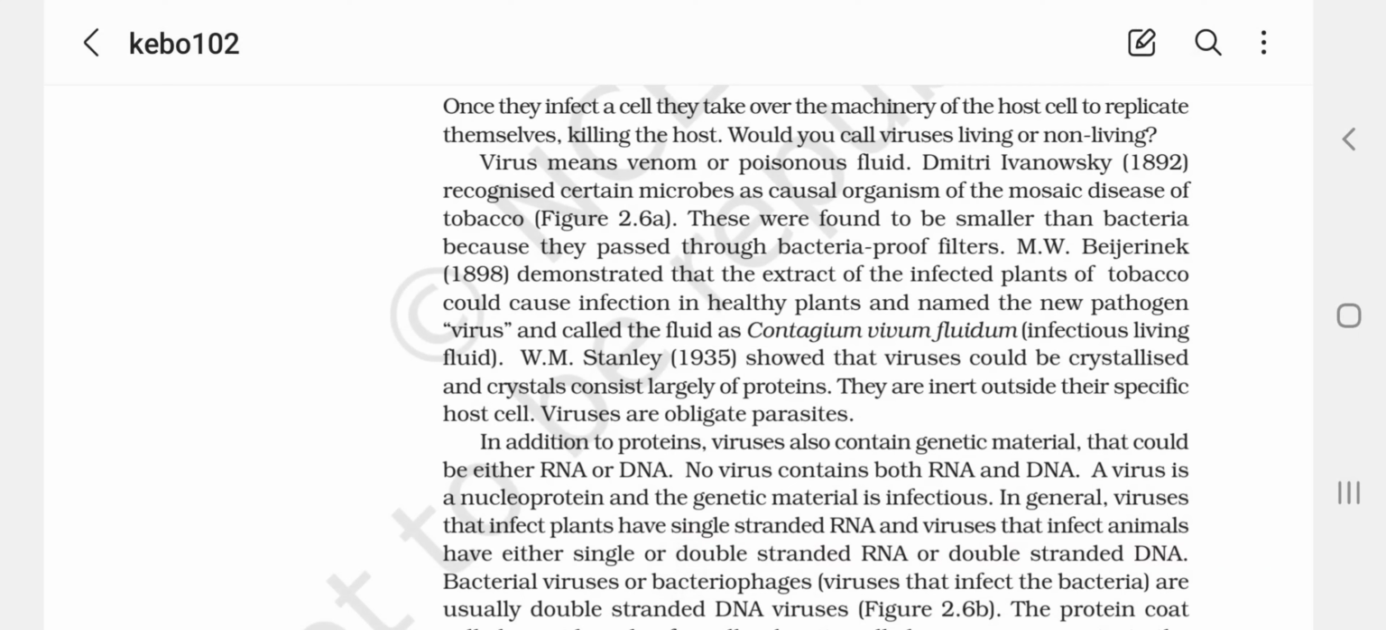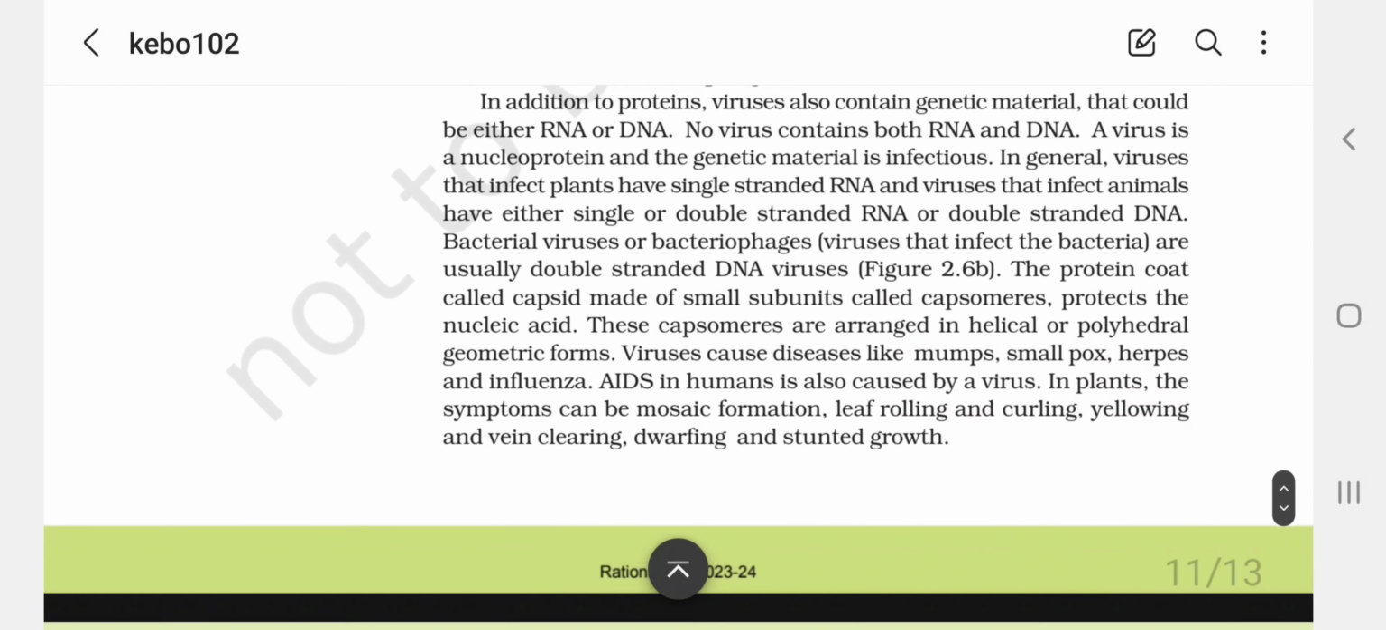W. M. Stanley, 1935, showed that viruses could be crystallized and the crystals consist largely of proteins. They are inert outside their specific host cell. Viruses are obligate parasites. In addition to proteins, viruses also contain genetic material that could be either RNA or DNA. No virus contains both RNA and DNA. A virus is a nucleoprotein and the genetic material is infectious.